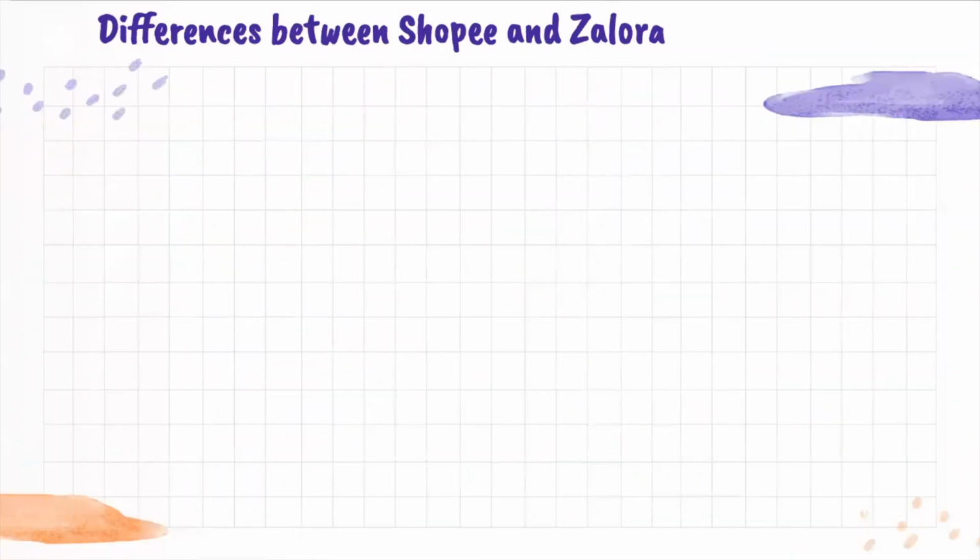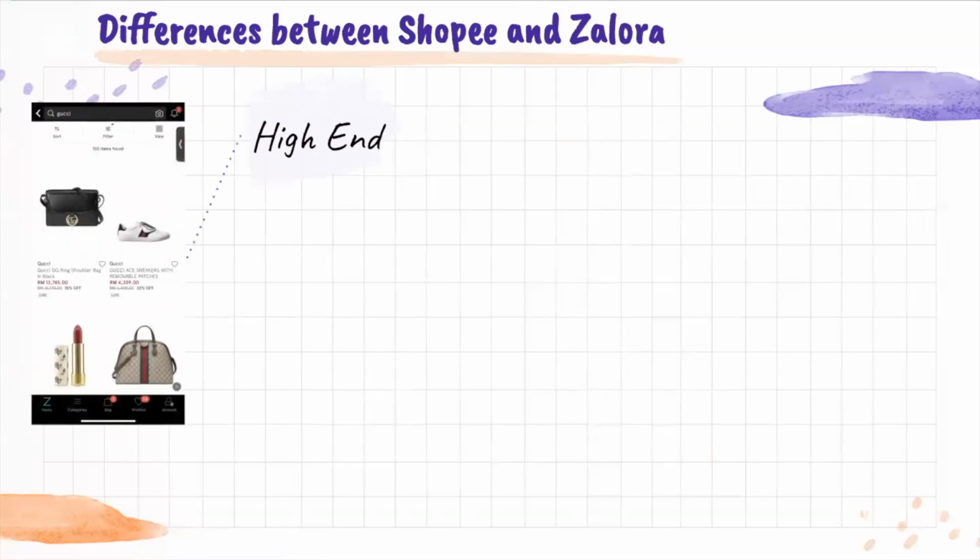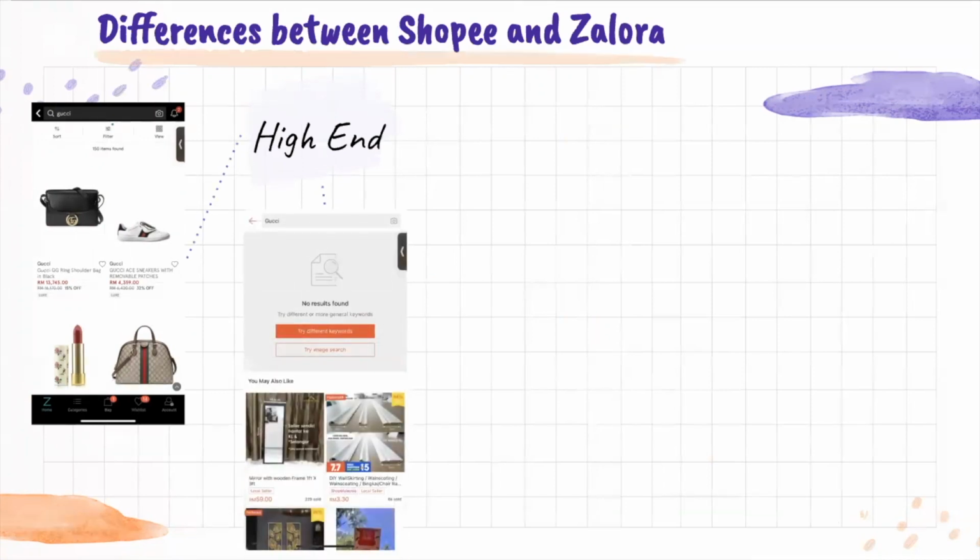Now let's move on to the differences. So here we have the differences between these two applications based on personal experience. On the left, you can see that Zalora sells high-end products. They do sell Gucci, Chanel, Hermes, and many more, whereas Shopee doesn't sell any high-end products.